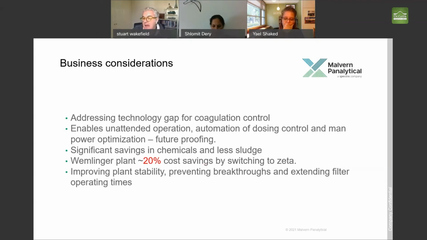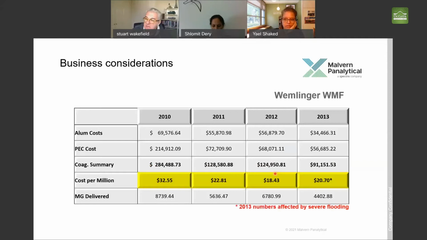And that plant in the US typically saw about 20% cost savings in chemicals and sludge removal, etc., by moving to online Zeta Potential. Okay, and these are some of the numbers. So in 2010, before they had online Zeta, they were typically spending about $70,000 on alumina, about $214,000 on polymer. So about $284,000 a year on chemicals to flocculate the water suitable so that we can all drink it and bathe in it and so on.